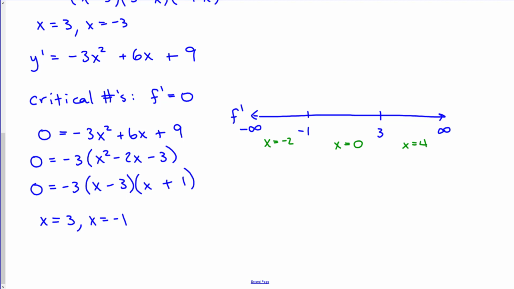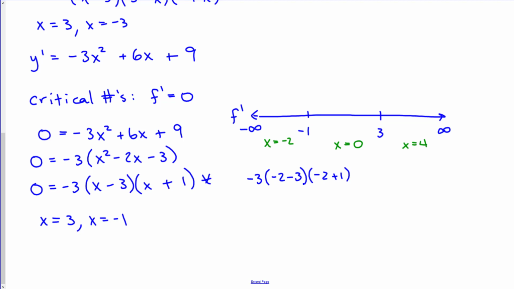So I'm going to plug it into that form of the derivative right there, because that's going to be the easiest computationally. So it's negative 3 times negative 2 minus 3 times negative 2 plus 1. And remember, all I care about is whether this is positive or negative.